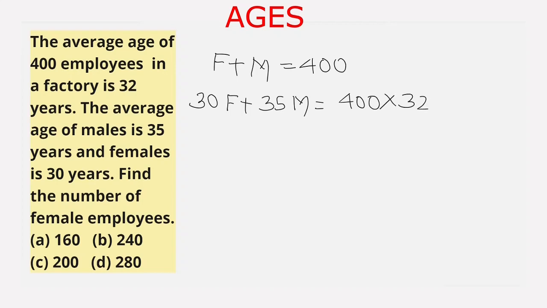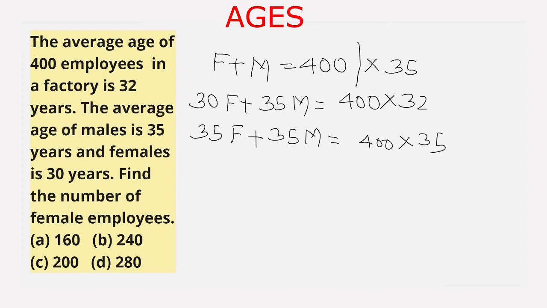Now we have to eliminate males to find the number of females from these two equations. For eliminating males, we multiply the first equation by 35. So our equation becomes 35 F plus 35 M equal to 400 multiplied by 35. If we subtract the second equation, 30 F plus 35 M, from this, we get 5 F equal to 400 multiplied by 35 minus 32.